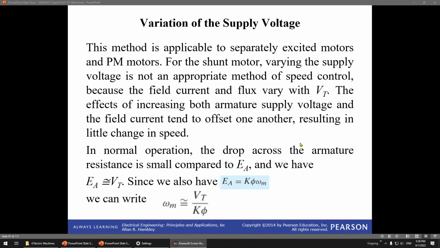And for the shunt motor, varying the voltage supply is not an appropriate method to control the speed, because the field current and flux vary with the Vt. Remember, if you are parallel, your field current and the flux will vary with Vt. The effect of increasing both armature supply voltage and field current tends to offset one another, which results in little speed change.